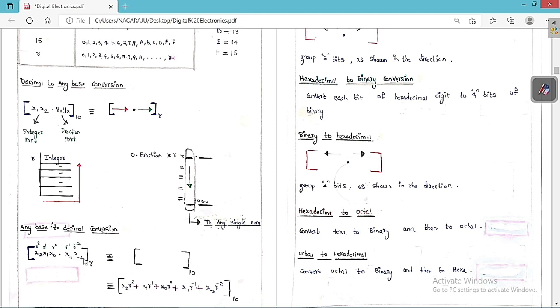Whatever the base number system is, first you keep r to the power of 0, r to the power of 1, r to the power of 2 in this manner, and r to the power of minus 1, r to the power of minus 2 on the fractional side, and continue like this. Then you do the corresponding multiplication: x2 into r squared plus x1 into r to the power of 1 plus x0 into r to the power of 0 plus x minus 1 into r to the power of minus 1 plus x minus 2 into r to the power of minus 2. If you simplify, you get the value in the decimal number system. This is the way we can convert any base system to decimal.